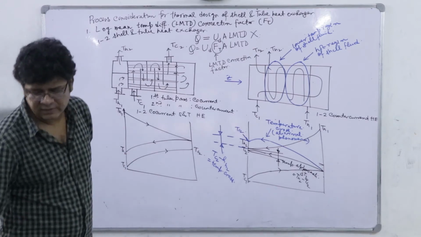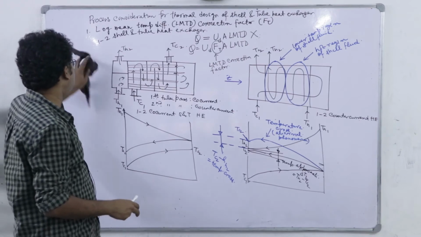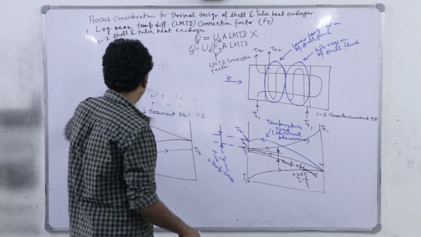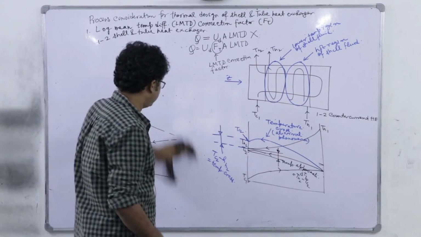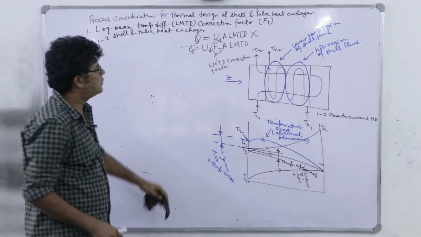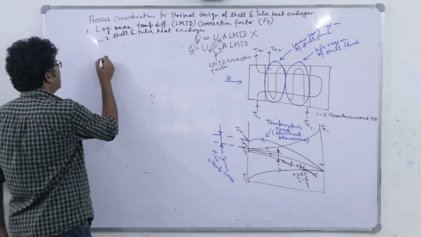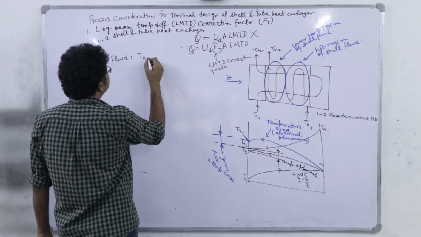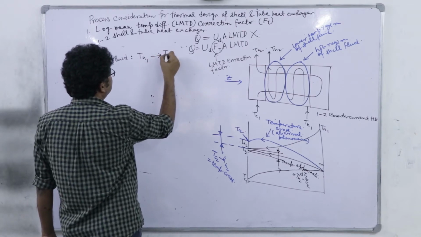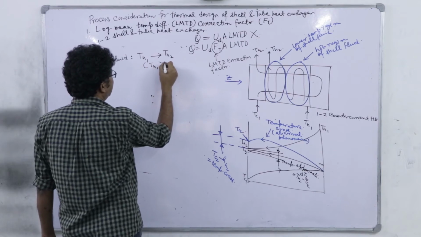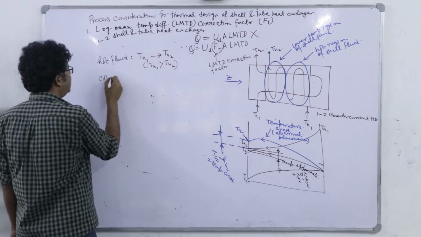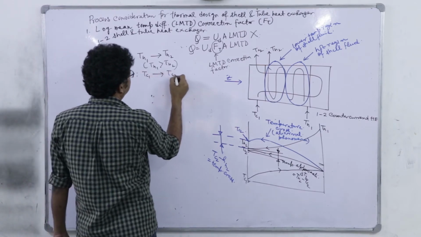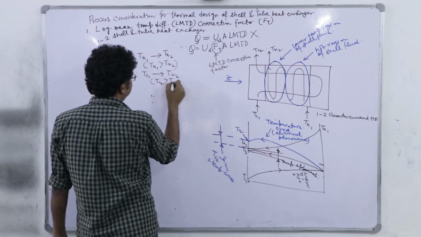We have user friendly charts of this LMTD in terms of temperature ratio and capacity ratio. First we have to understand what a temperature ratio is. You see that the hot fluid is changing from Th1 to Th2, so Th1 is higher than Th2, and the cold fluid changes from Tc1 to Tc2, where Tc2 is higher than Tc1.